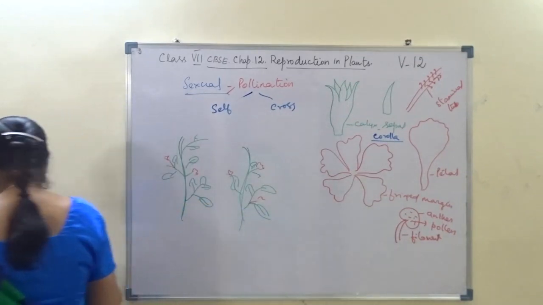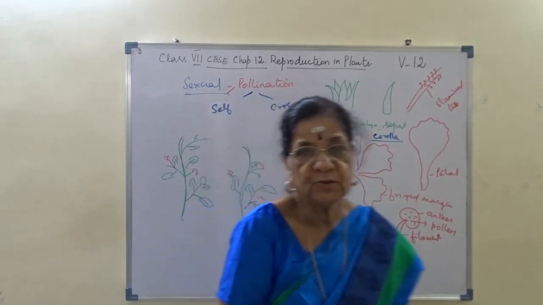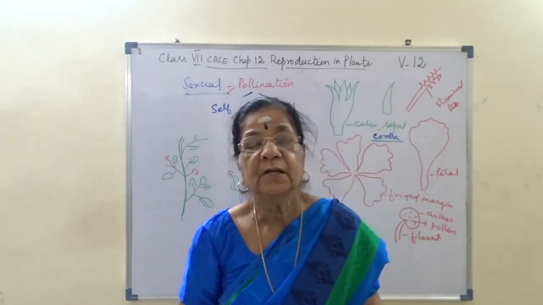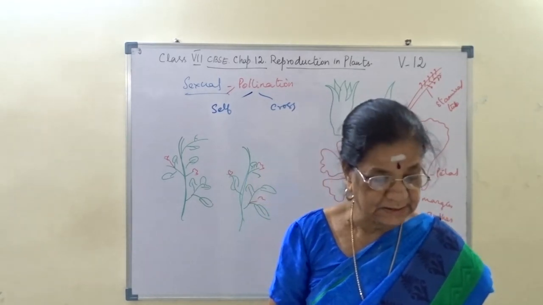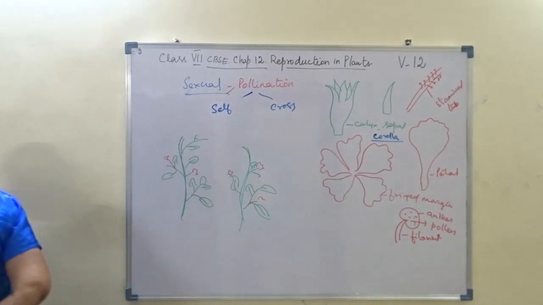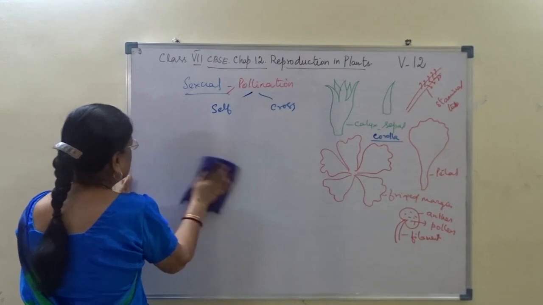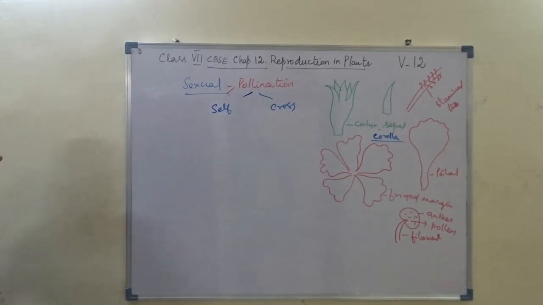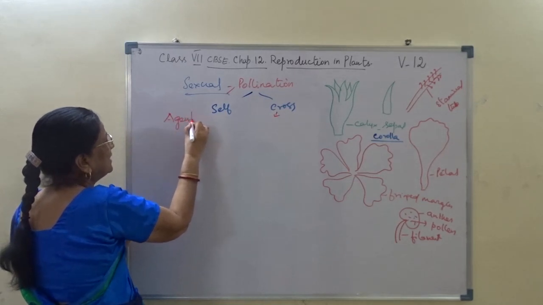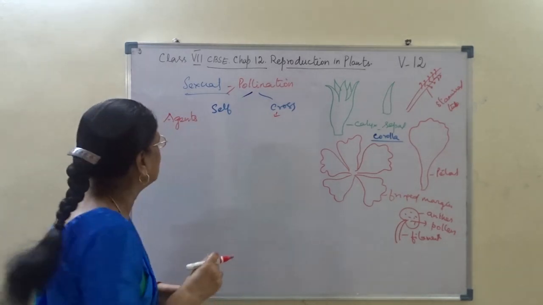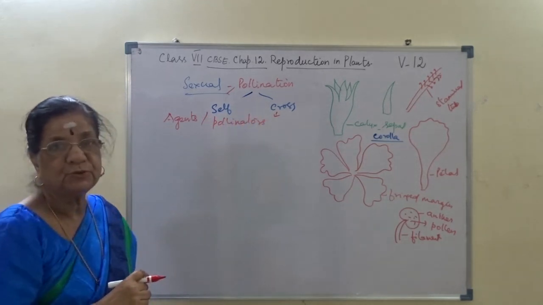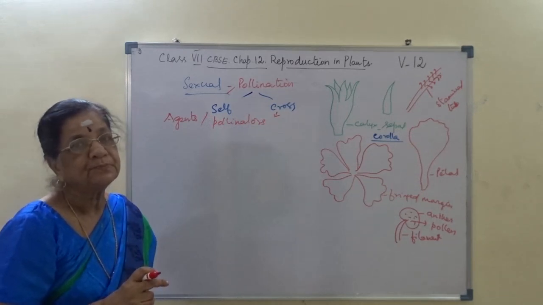So pollination is the transference of pollen grain from the anther to the stigma, of the same flower or a different flower of the same species. It is of two types: self-pollination and cross-pollination. In self-pollination, the pollen falls within the same flower. Whereas for cross-pollination, there are some agencies called pollinators for the pollination to occur.